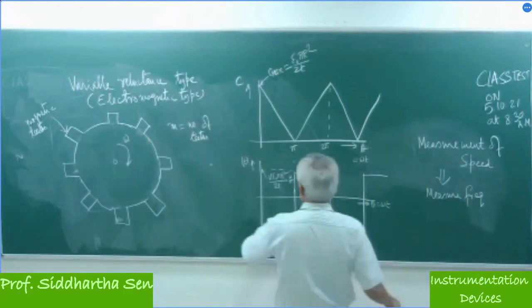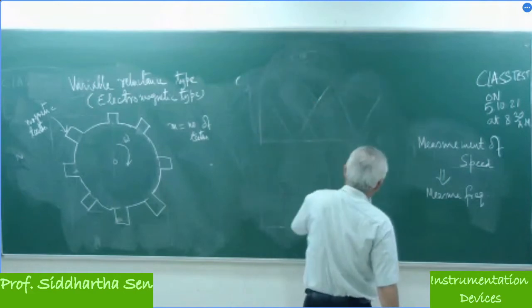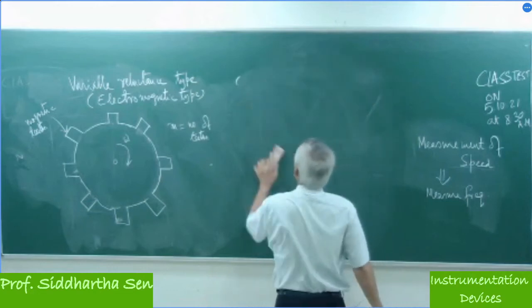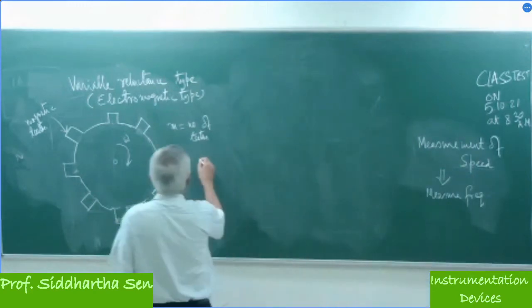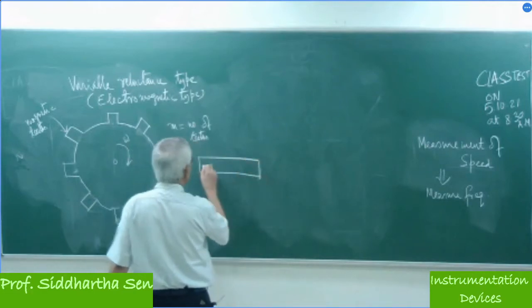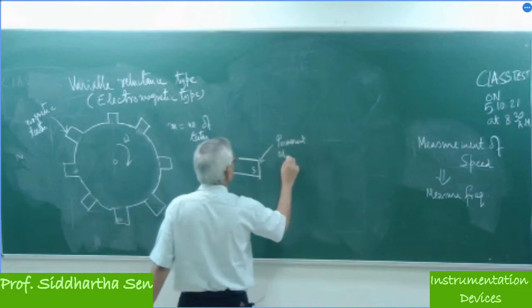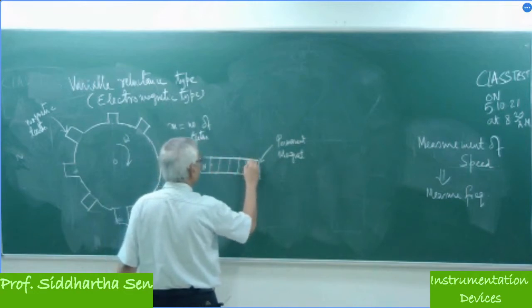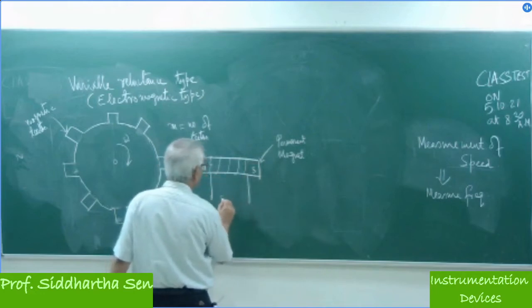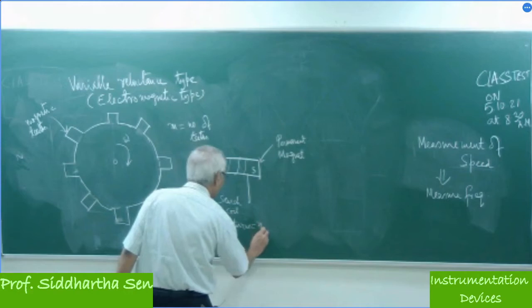Now, it is rotating. What we can have here is a permanent magnet, and over here a search coil, where the number of turns is equal to small n.